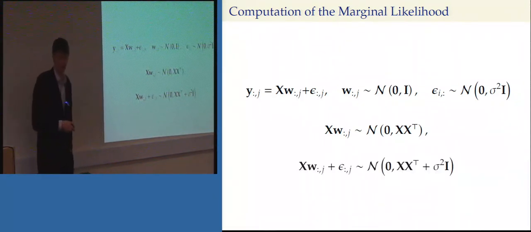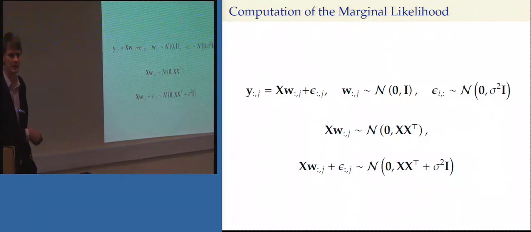And if you add the noise in, you get that covariance plus sigma squared I. So I see a couple of people nodding. I hope you recognize what that is. But what is it? Everyone together? No? Yeah, it's a Gaussian process with a linear covariance.